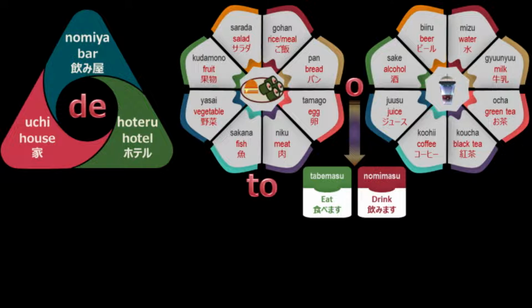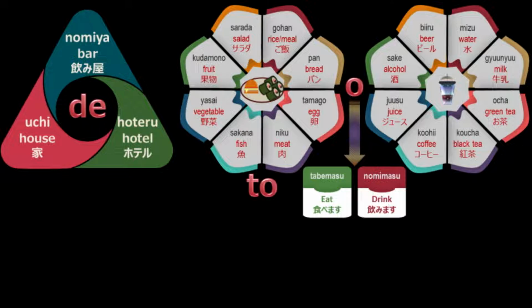Next, let me go to the particle de. In the previous lesson, you learned that de indicates the means of transportation. In this lesson, we will learn about the particle de, which comes after a noun denoting a place and indicates the place where an action occurs. Let me give you some examples. Nomiya means bar and nomimasu means to drink.